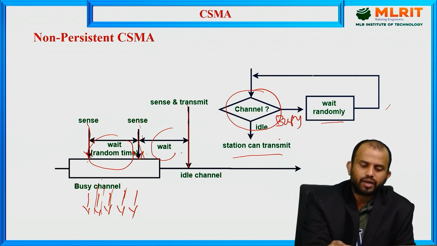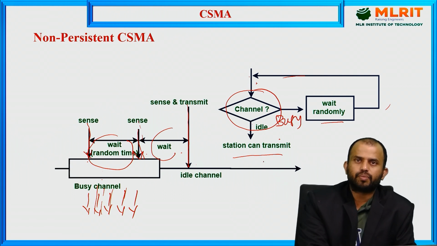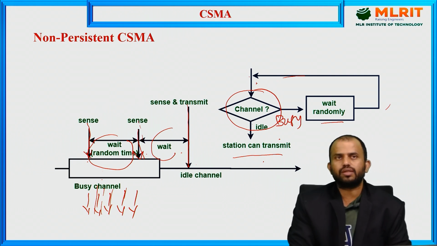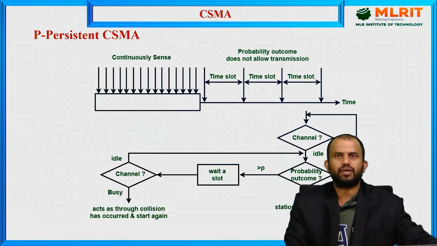Then only do we raise a request again. When the channel is idle, we initiate the process. And if, even though we wait a random amount of time, the channel is still busy, again we have to wait some amount of time. That we call a non-persistent CSMA mechanism.